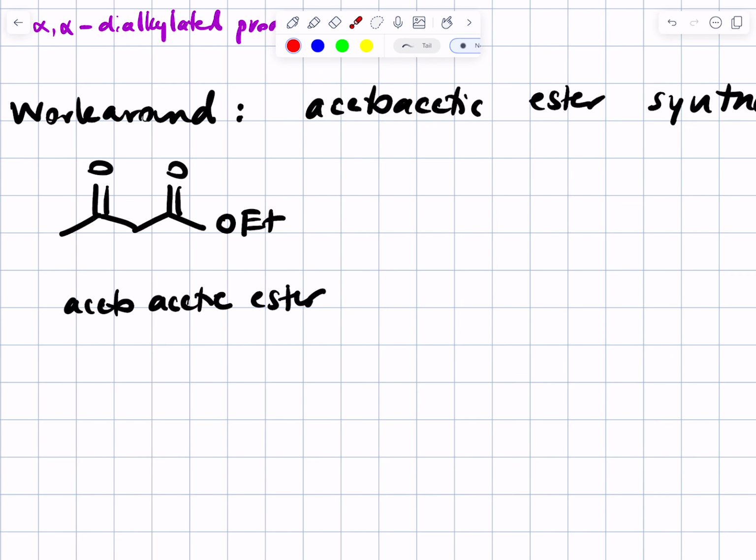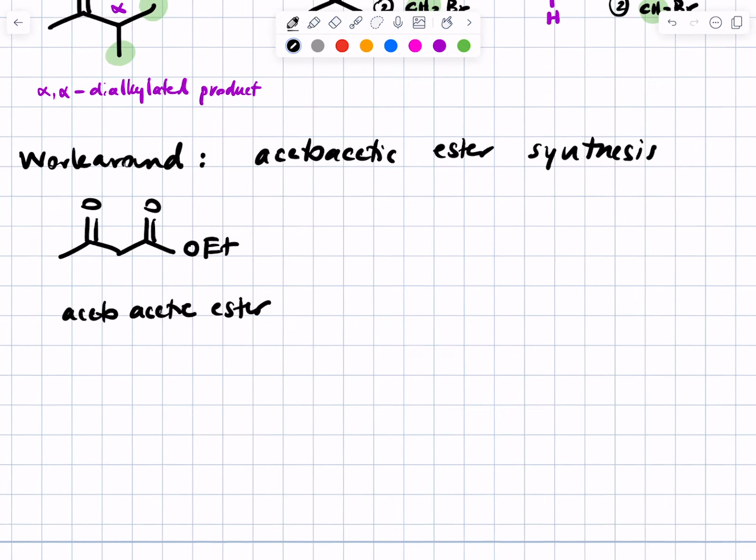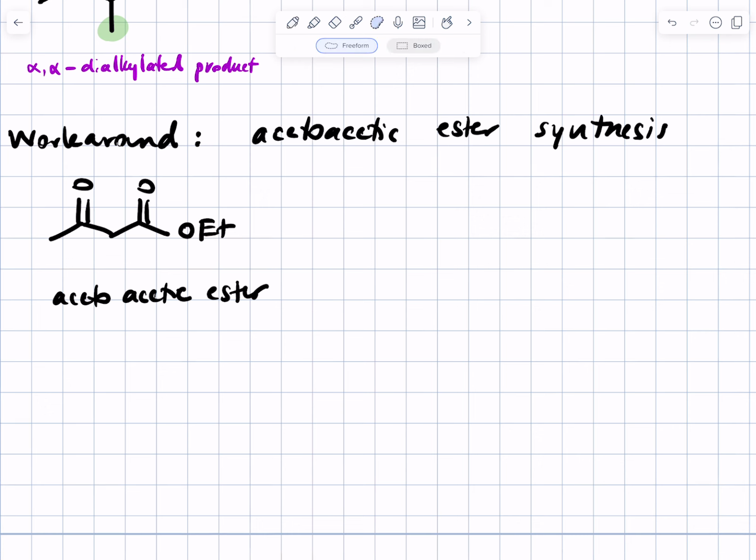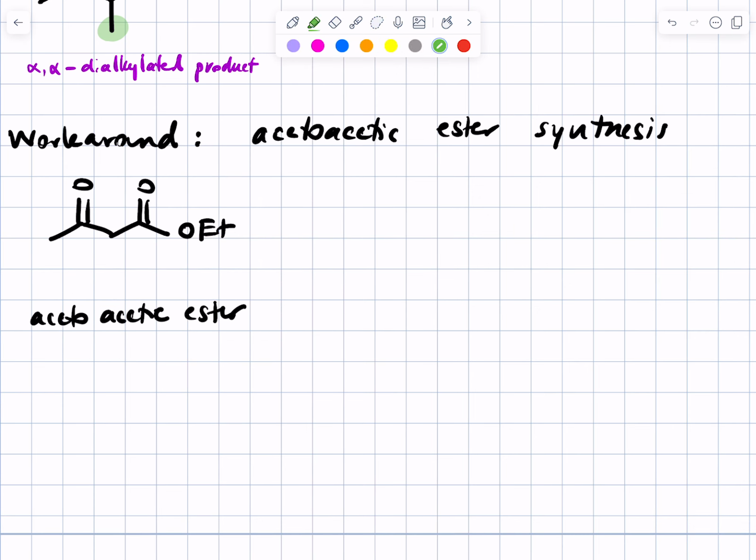And we're not actually making it. We're actually using it as a starting material. But I guess the focus group that looked at the textbook thought that acetoacetic ester synthesis had a better ring to it than the starting material that begins with the acetoacetic ester. At least that made for a more convenient heading in the chapter. So there you go. But this is the synthesis that starts with acetoacetic ester.